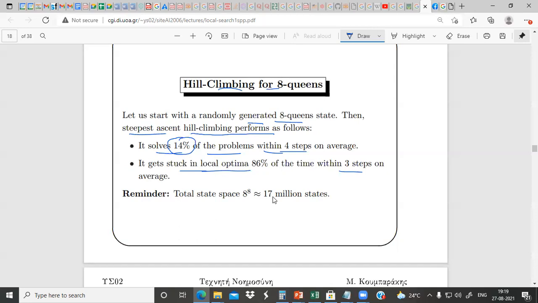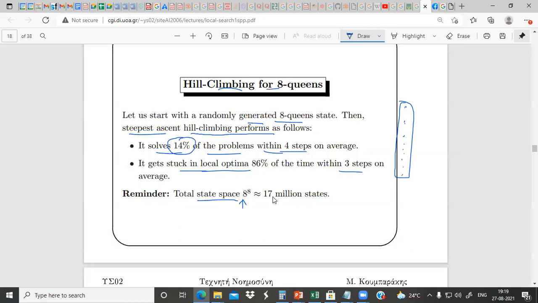The point is, in the case of the 8 queen problem, the total state space is 8 to the power 8, because we have 8 queens. We discussed that each of the 8 queens can be moved only within its respective column. So in one column, that queen can be placed in any one of the 8 locations. So totally there are 8 to the power 8 possible states.